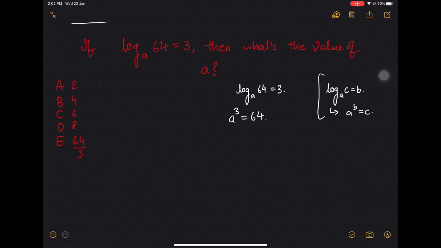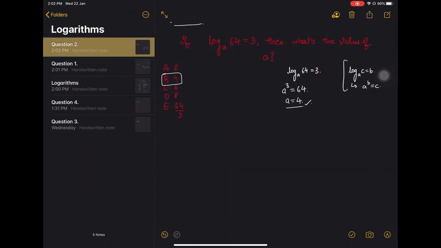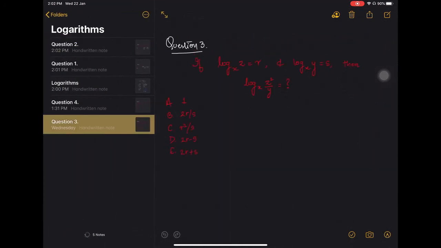Now you can think about it, which base raised with the power of 3 gives you a 64. So your answer will be A has to be 4 for that. So the answer will be B to this. Let's see some more examples if we have those.